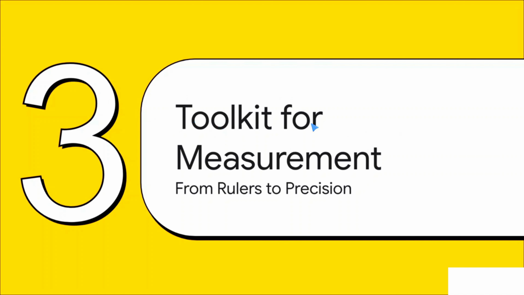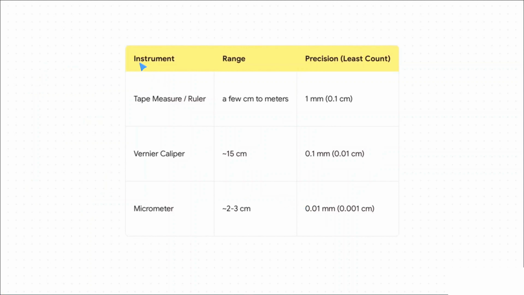How do we actually do the measuring? Well, for that, you need the right tools. And believe me, physicists have a whole toolkit for the job. So let's just take length, for example. For big stuff, a tape measure is totally fine. But what if you need to be more precise?